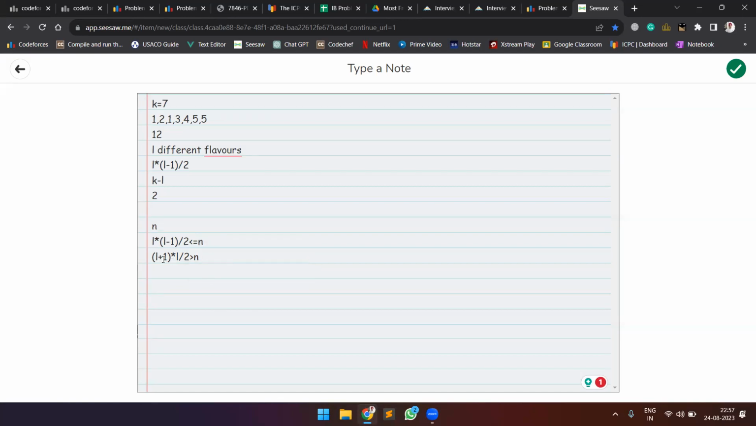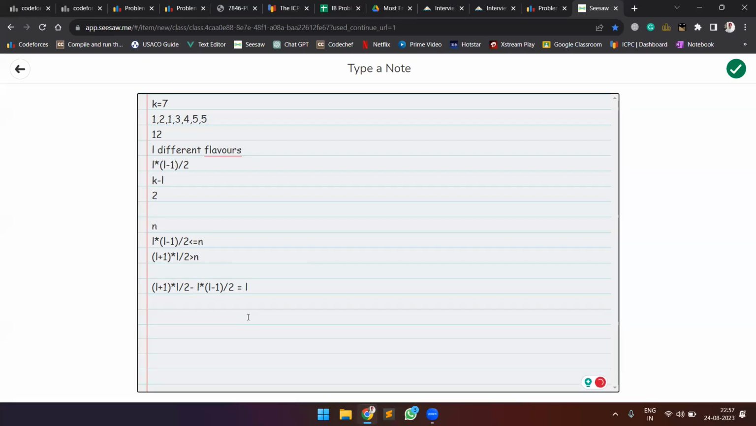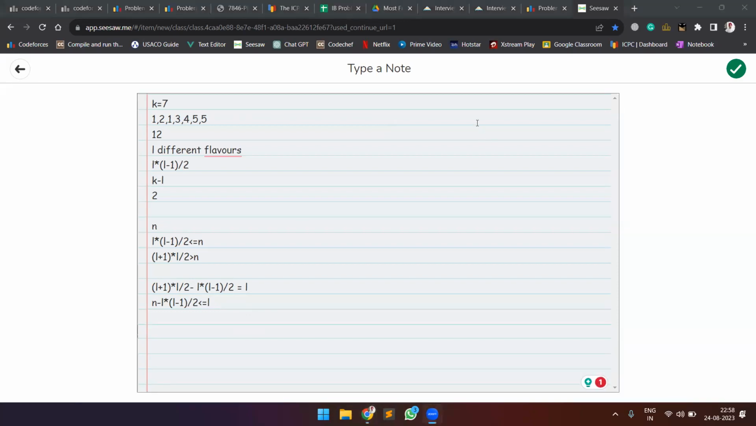And this number is always less than equal to L, because if you see the difference between L plus 1 into L by 2 minus L into L minus 1 by 2, this comes out to be equal to L. So it means that n minus L into L minus 1 by 2 is less than equal to L. It means that even if we take every one of these L numbers, it won't exceed n. So it means that n can be formed.